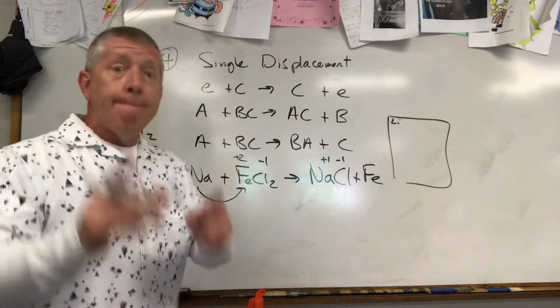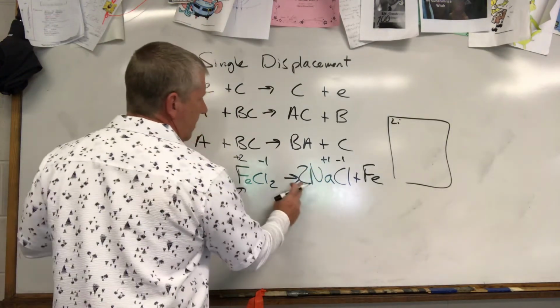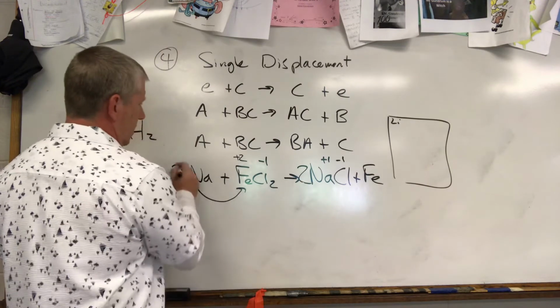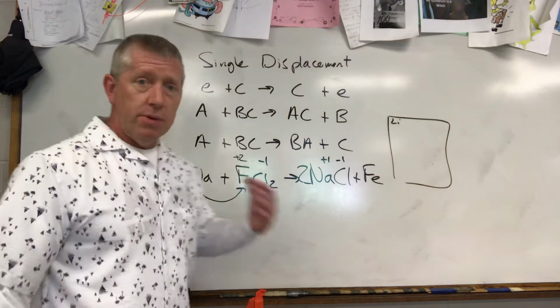All right, enough babbling. Balance it, because I have 2 chlorines. So I'm going to put two here to balance the chlorine. That means I'm going to need 2 sodiums to balance here. So now I have a balanced reaction, and I predicted the product.